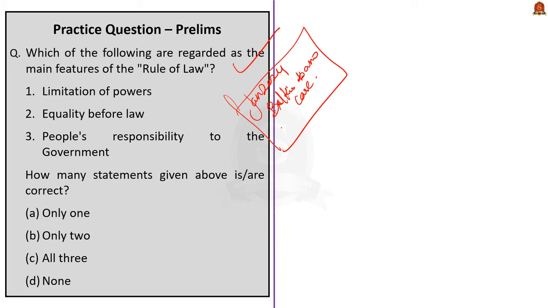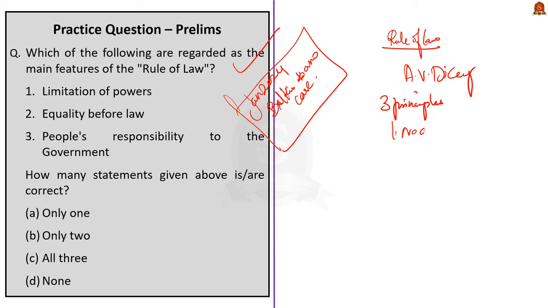Now look at this question. To answer this question, you should first know about rule of law and how it is different from rule by law. Let's see about rule of law first. See, the concept of rule of law was first propounded by a British jurist named A.V. Dicey. Don't forget this name. He defines three principles that govern the rule of law. Firstly, absence of arbitrary power, that is, no man can be punished except for a breach of law.